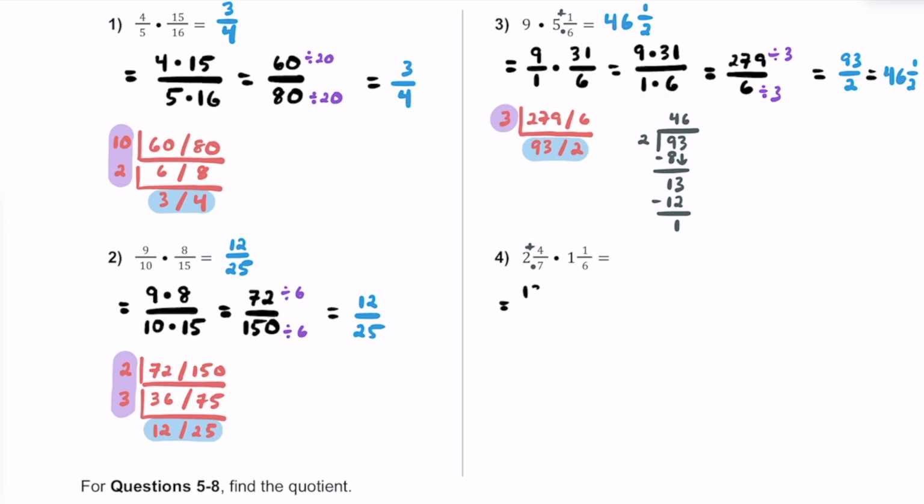So it's going to be 18 over 7 multiplied by, and for the second fraction here, 1 times 6 is going to be 6. 6 plus 1 is going to be 7. So we're looking at 7 over 6.